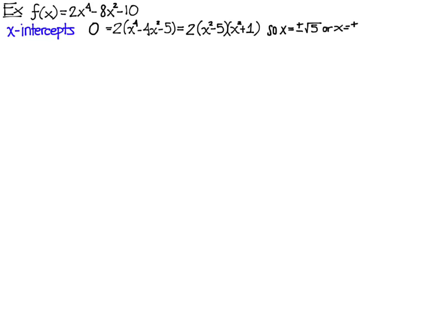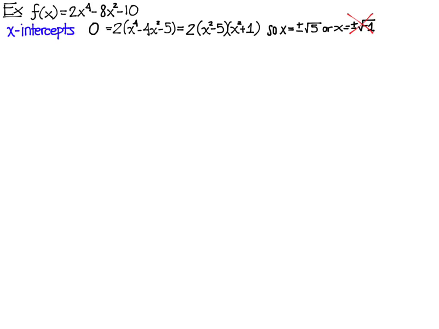Let's try an example. So let's look at f of x equals 2x to the 4 minus 8x squared minus 10. The x-intercepts of this function can be found by setting y equal to 0 and solving for x. If we do some simple algebra, we'll notice that x equals plus or minus the square root of 5, or x equals plus or minus the square root of negative 1.